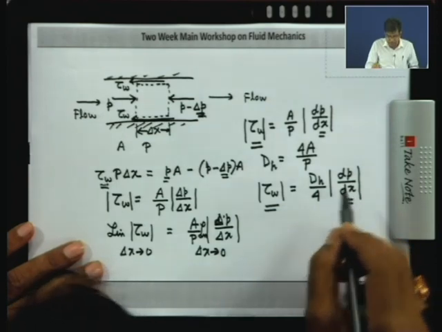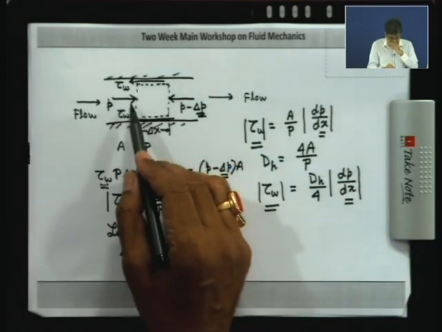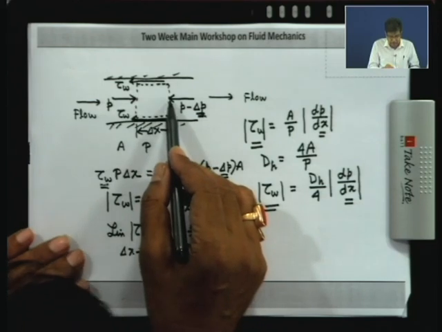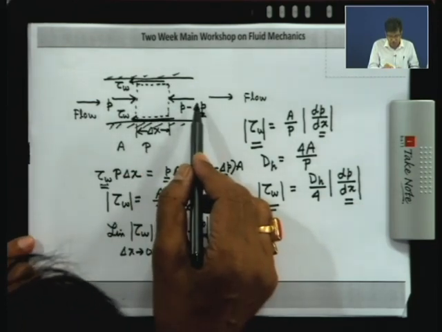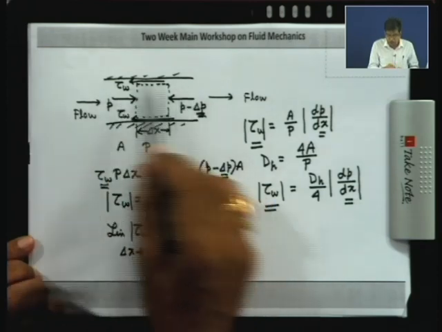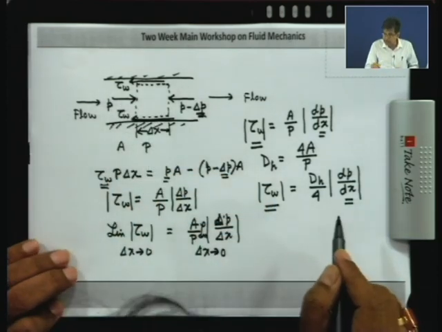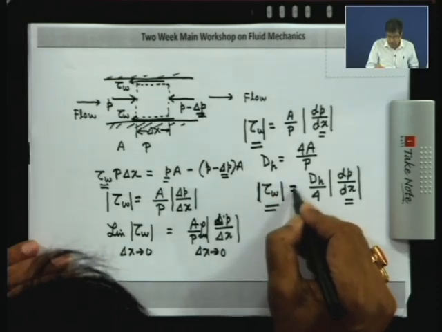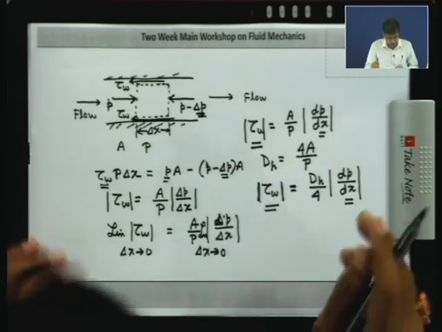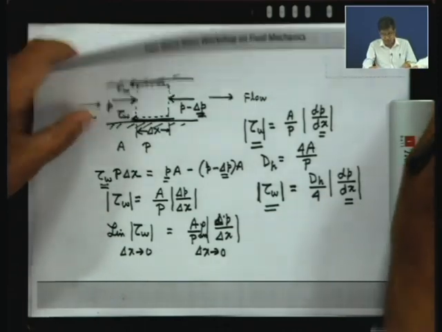Physically, what does it mean? It is the wall shear stress that is responsible for the decrease in the static pressure of the fluid in case of its flow through a closed conduit, where the flow is purely driven by the pressure, that is known as pressure driven flow. Now, why we have written the equation in terms of the scalar magnitude, now it will be clear.